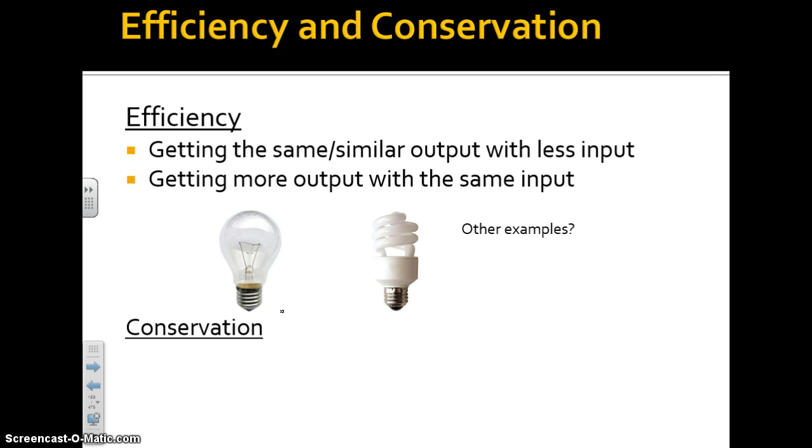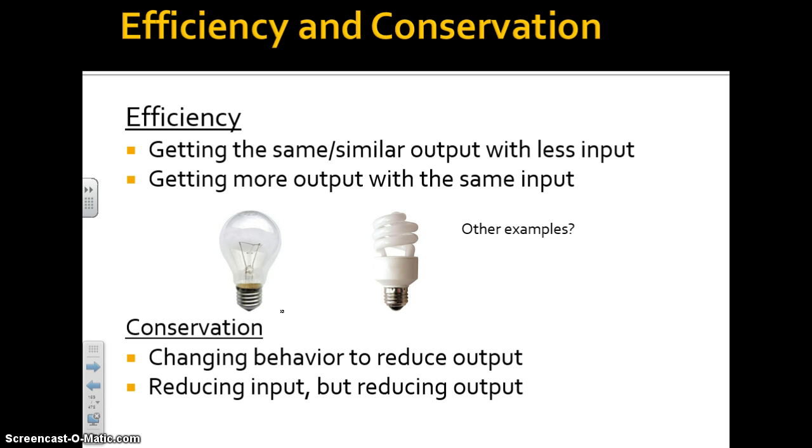Now, conservation means something different. Conservation is changing your behavior to reduce output. Especially in terms of energy, conservation refers to a behavioral change. So you are reducing your output, but at the same time, you're reducing the input. So you're changing what you're getting out of it. If you think of efficient lighting as an example of efficiency, an example of conservation would be just turning off the light switch.